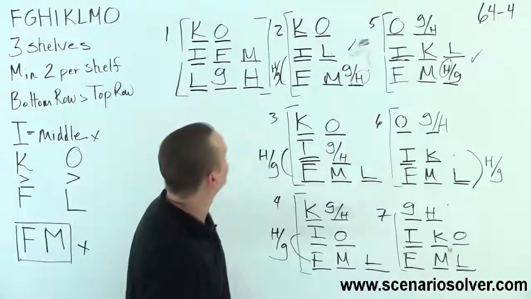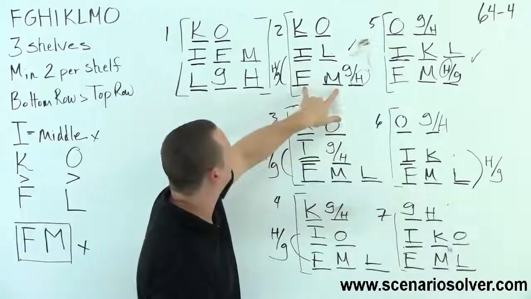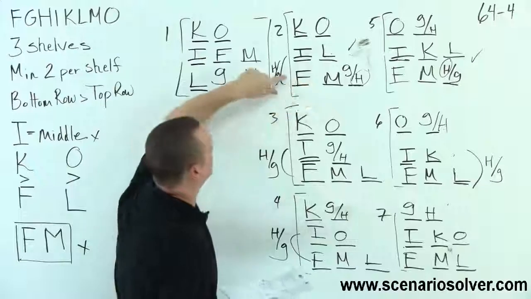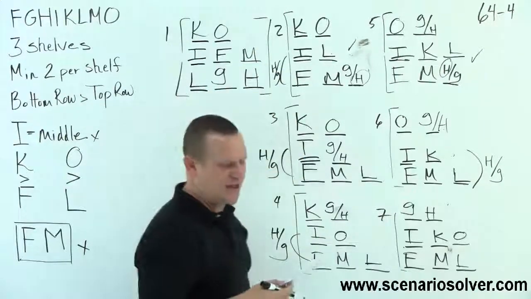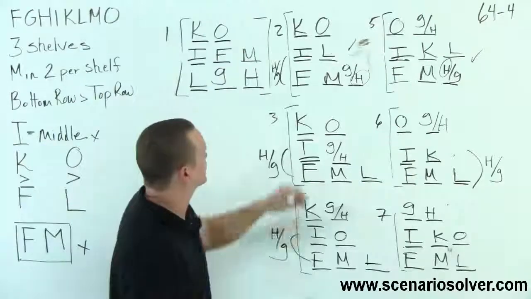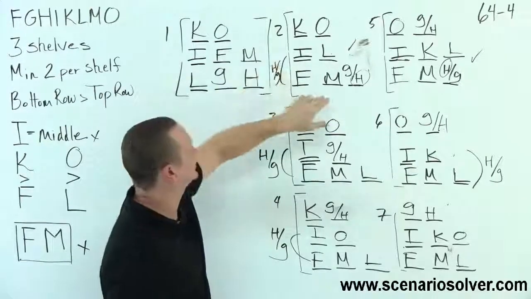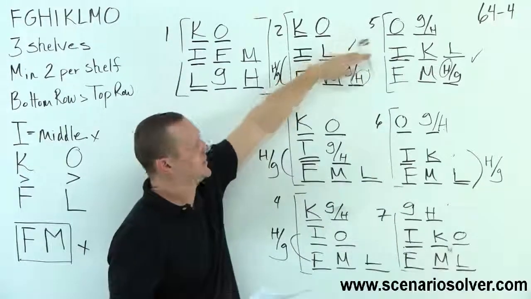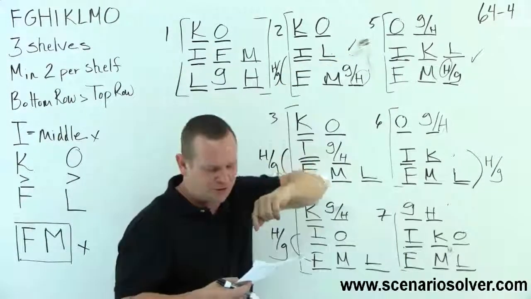A, F and G are on the same shelf. F and G do not have to be on the same shelf because we have F and H here. G could either be here or here, so that doesn't have to be true. Let's look at B. G and H are placed on the same shelf. Again, that doesn't have to be true because we have an H here, and G could actually float over to the middle shelf, so that doesn't have to be true.